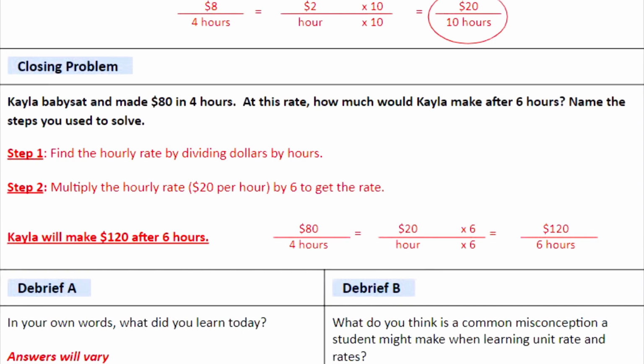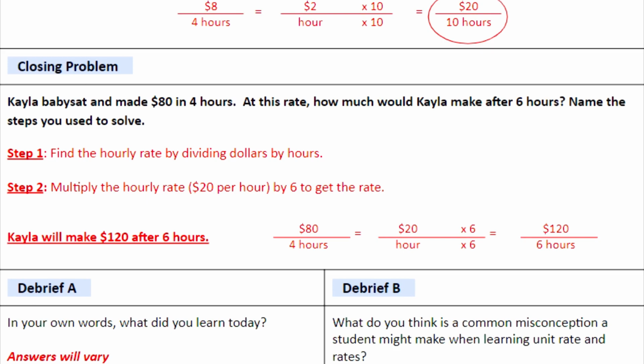Our closing problem says, Kayla babysat and made $80 in 4 hours. At this rate, how much would Kayla make after 6 hours? Name the steps you use to solve. So step number 1 is to find the hourly rate by dividing dollars by hours. Okay, we can see at the bottom that we did $80 divided by 4 hours, which gives us $20 an hour. Step number 2 is to multiply the hourly rate by 6 to get the rate. So if you didn't name the steps, make sure to do so.